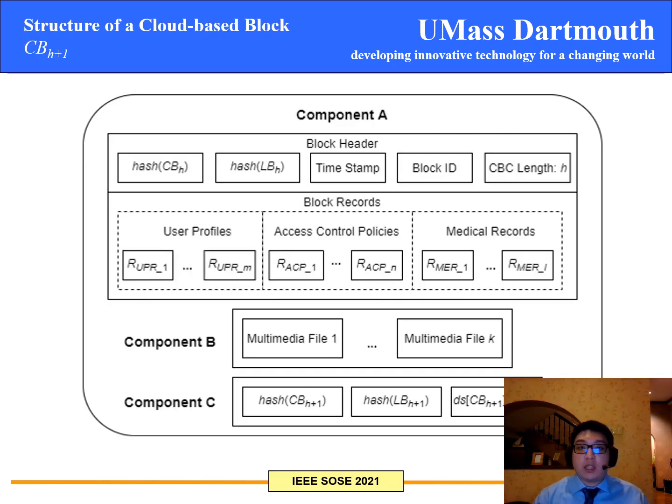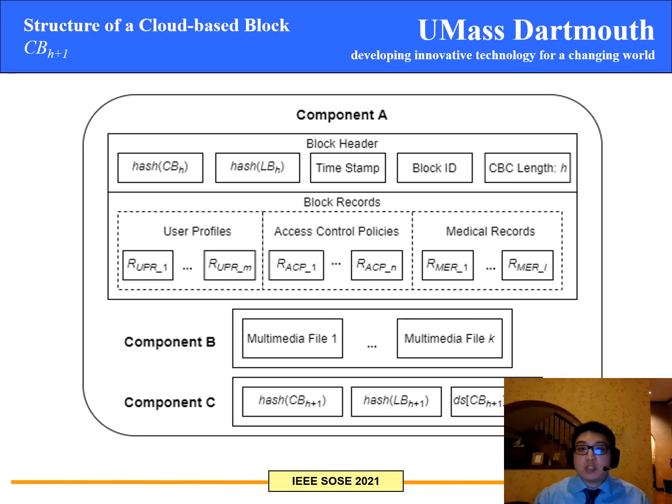This figure shows an example of the structure of a cloud-based block CBH+1, where H is the height of the blockchain. A cloud-based block consists of three components, namely the regular component A, multimedia component B, and verification component C. Component A contains the previous block's hash value represented by hash CBH and hash LBH. It also contains the block's timestamp, ID, and current length H.